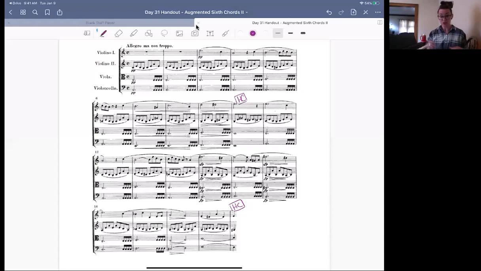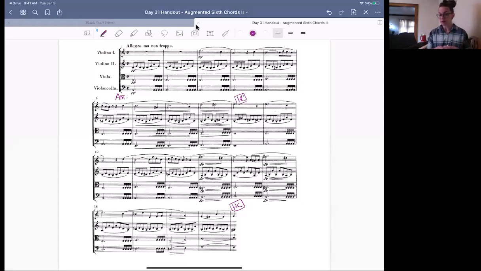So the reason I asked you to mark the cadences is you can see pretty quickly that in this selection, we have no authentic cadences in our tonic key, which is A minor. Instead, we have two half cadences and a potential for a third cadence that we'll talk about in a second.